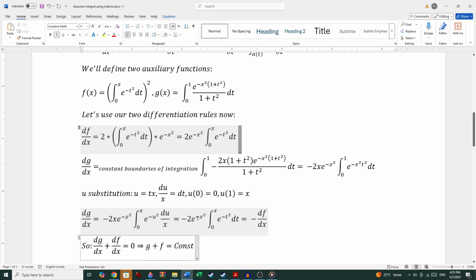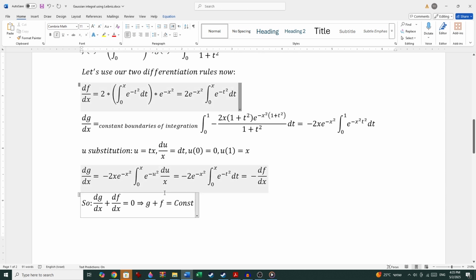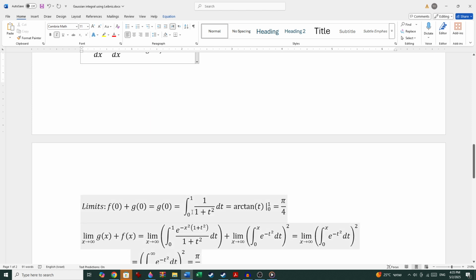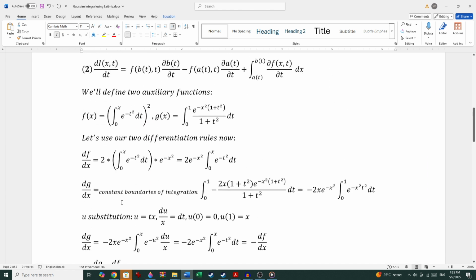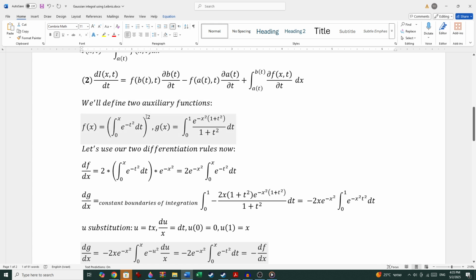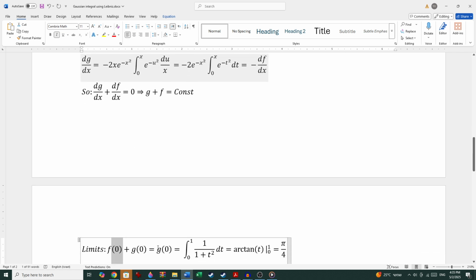What exactly is this constant? Well, since I told you that g is going to go to 0 as x goes to infinity, you can already guess, since you know what the value of the Gaussian integral is, but we're just going to show it. Evaluating these both at 0, well, f at 0 is 0, because of course it is the integral from 0 to x of something squared. It doesn't matter, integral from 0 to 0 is of course 0. So we just end up with g of 0, which is the integral from 0 to 1 of 1 over 1 plus t squared dt, which is the arctangent of t, which is pi over 4.